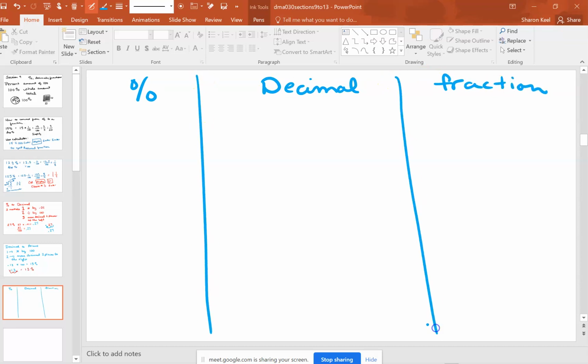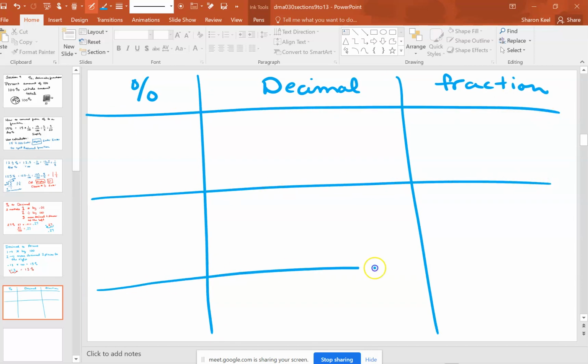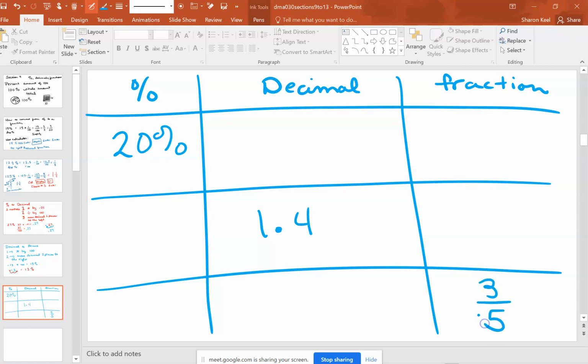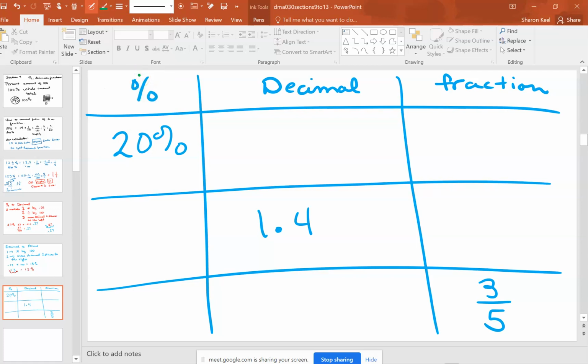On this chart, this table, you're going to be given several values. One of them you're going to be given, let's say here's 120%. Here we're given 1.4, and here we're given the fraction 3/5. And we're going to be asked to finish filling in the chart.